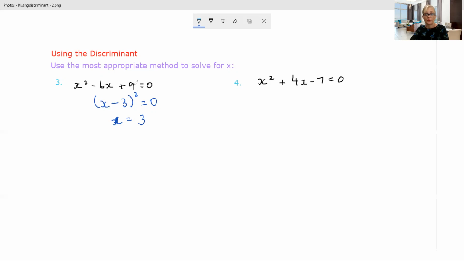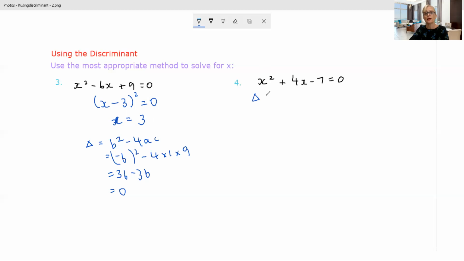If you weren't sure that that was a perfect square, what you could do is work out the discriminant, which is negative 6 squared minus 4 by 1 by 9, which is 36 minus 36, which is 0. If your discriminant comes out to 0, we know that we're dealing with a perfect square. That the quadratic expression is a perfect square, and therefore using that method to solve would be the quickest and easiest way to do it. All right, last one for this video.